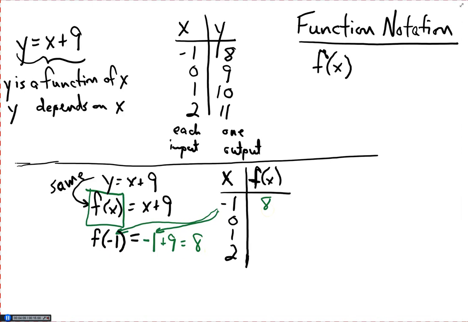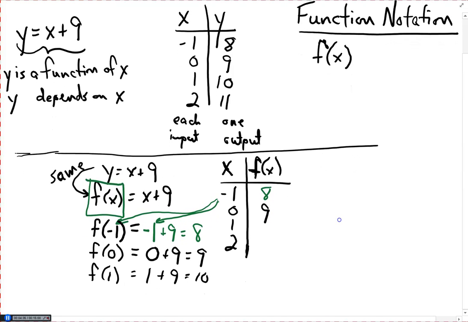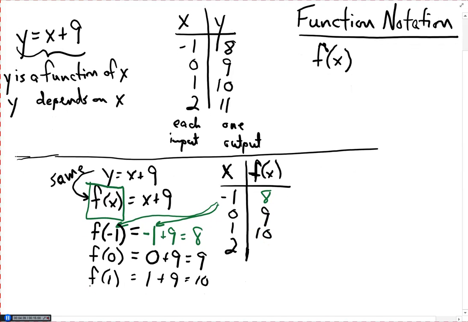And I can do this exact same thing with all of the rest of my values here. If I want to know what f of 0 is, I just substitute 0 in for x. f of 0 is 0 plus 9, which is 9. And there's my value 9. f of 1 equals 1 plus 9, which is 10. f of 2 equals 2 plus 9, which is 11. All right. Same values as I got before, it's just now I'm using function notation.